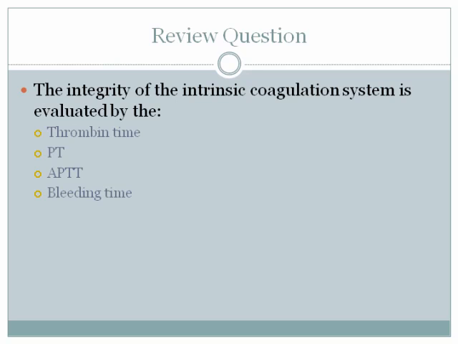All right. The integrity of the intrinsic system is evaluated by what test? Awesome. APTT. Very good. So remember, thrombin time measures fibrinogen. PT measures the extrinsic pathway. Like you said, the APTT measures the intrinsic, and bleeding time is platelet function.